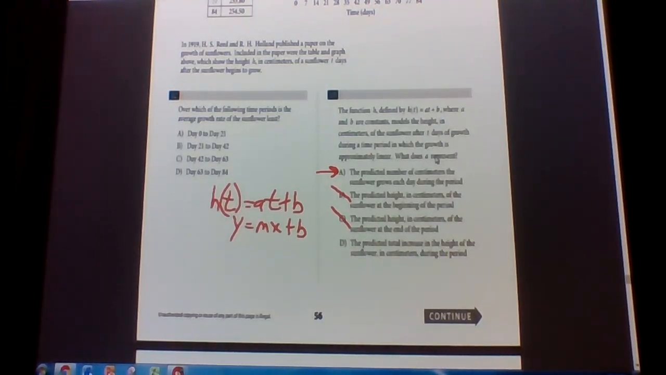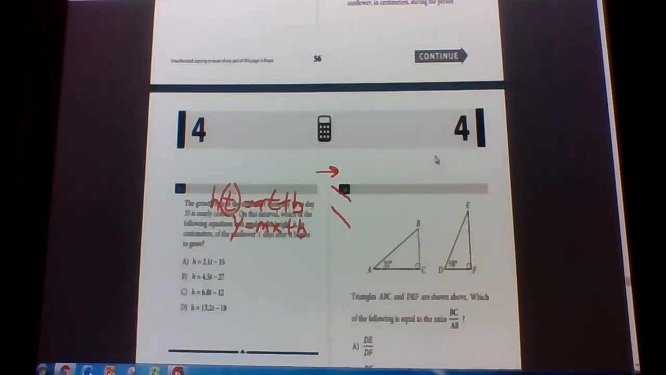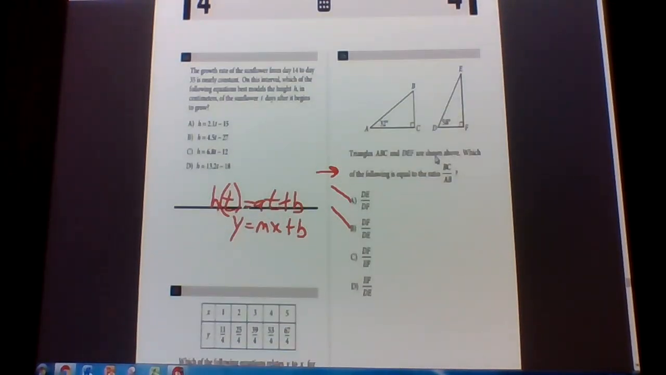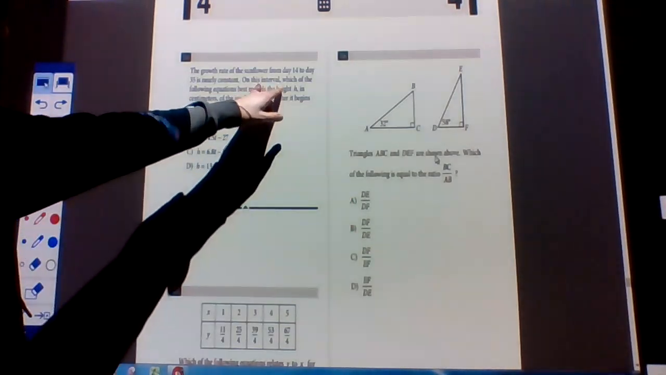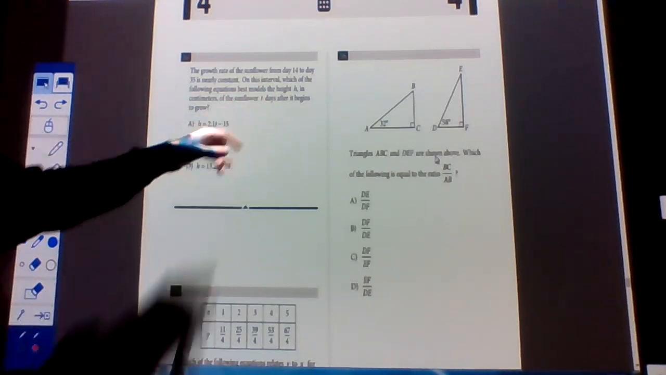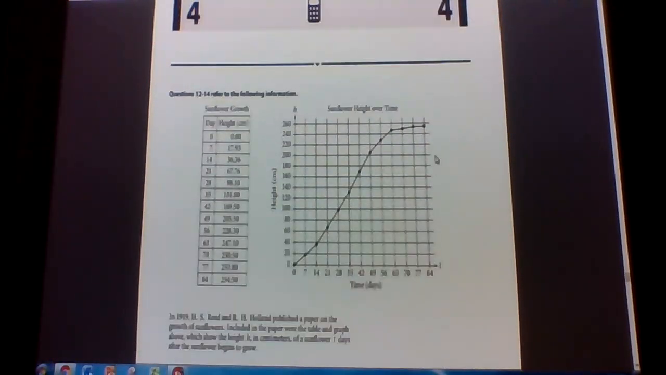Right, 14. The growth rate of the sunflower from day 14 to 35 is nearly constant on this interval. Which of the following best models height in centimeters? All right, so let's go to that. 14 to 35.